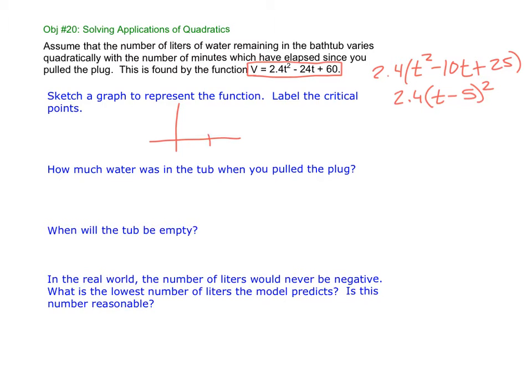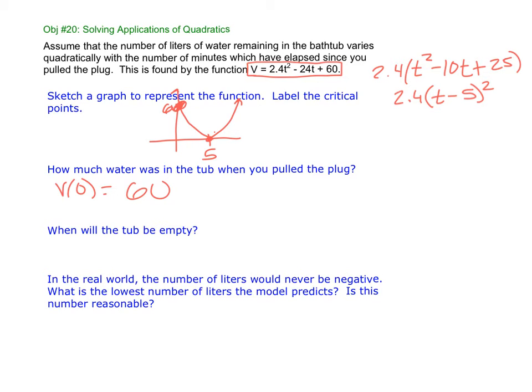So at 5, this graph looks like this, and it hits 60 here, right? So our critical points here, our minimum is also on the x-axis or the t-axis, and the y-intercept is 60. How much water was in the tub when you pulled the plug? What do you think? Well, that would be t equals 0, right? So if you plug in 0, V of 0 is just 60. That's we starting out with 60, does it give us a unit? 60 liters of water, and then it goes down.